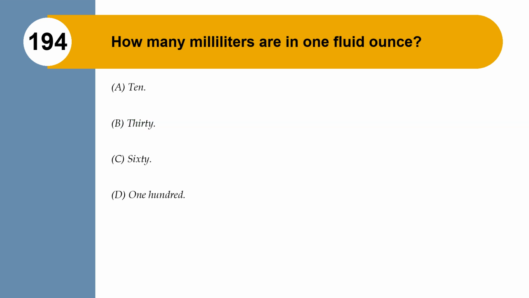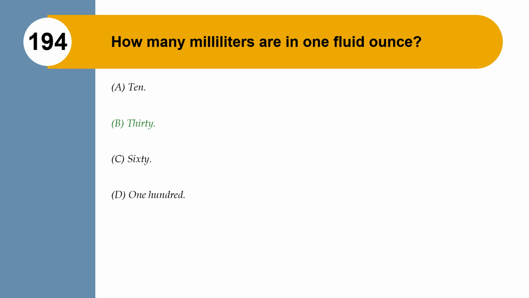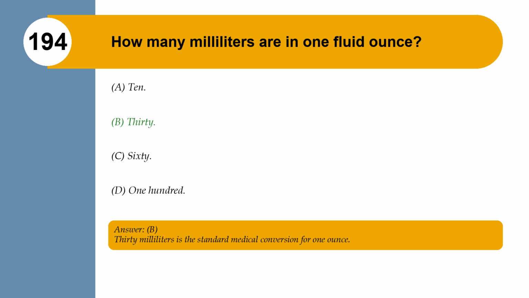Question 194. How many milliliters are in 1 fluid ounce? Option A, 10. Option B, 30. Option C, 60. Option D, 100. The correct answer is option B, 30. Explanation. 30 milliliters is the standard medical conversion for 1 ounce.